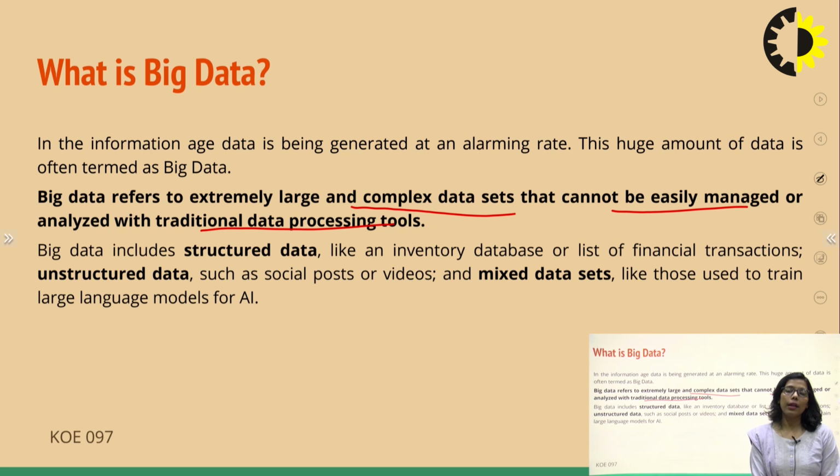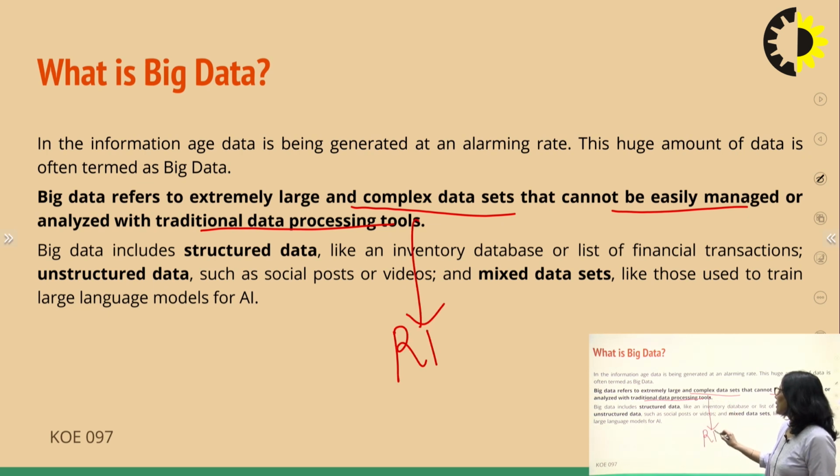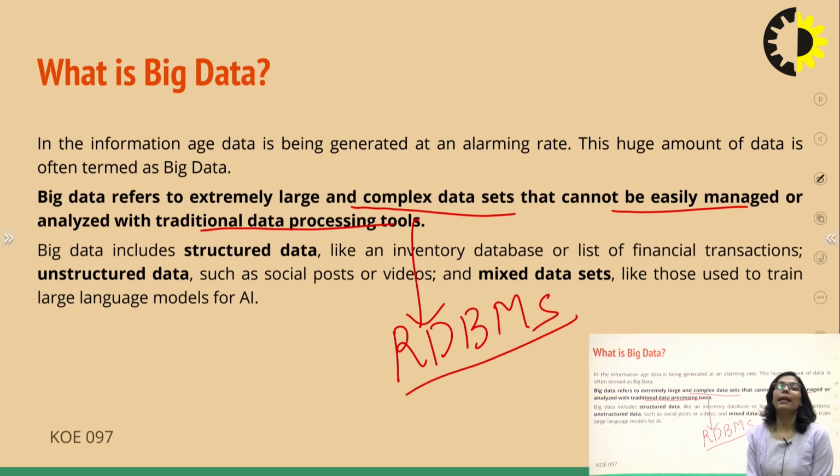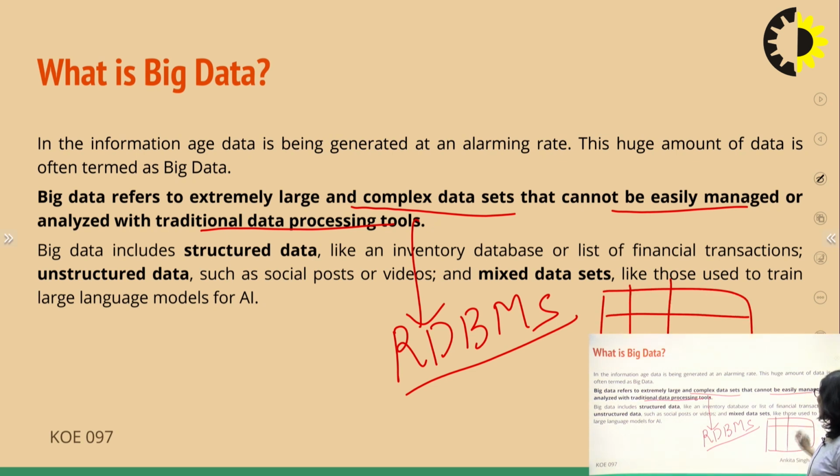Now, we are calling all the data that we are creating, which is very large and complex, big data, and such data cannot be processed with the traditional data processing tools. So what are these traditional data processing tools? These tools are majorly the relational database management system, in which we are storing the data in the form of relations or tables. It is a tabular format where we are storing the data across rows and columns.